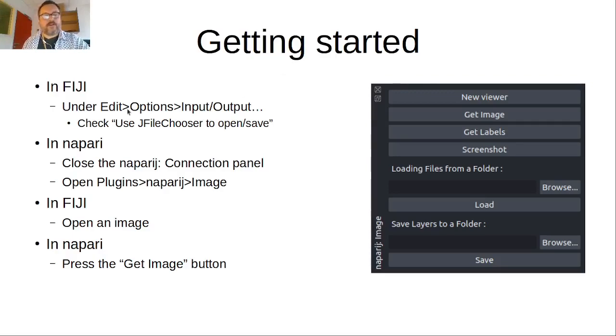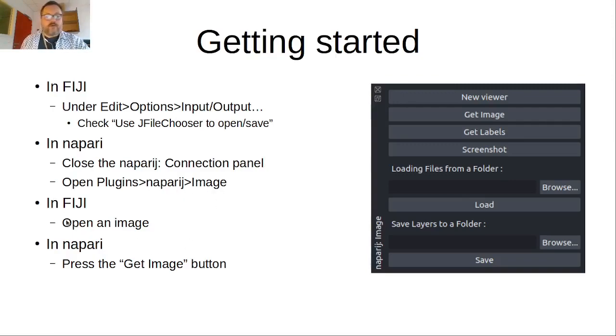There's one more thing that you have to do. You have to tell FIJI to use the JFileChooser instead of the native file dialog, because when the native file dialog comes up, Napari and FIJI will both crash. But with the JFileChooser, everything works fine. Okay, now we're done with the connection panel in Napari, and we can now, for example, open the image panel.